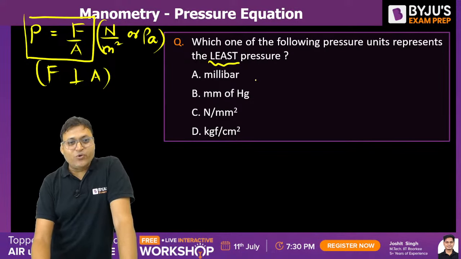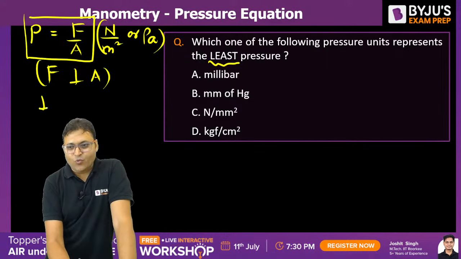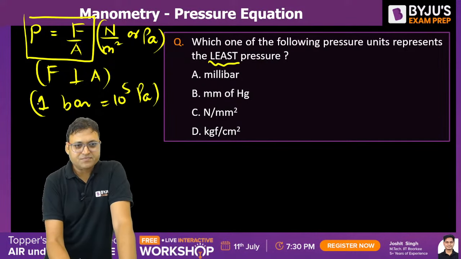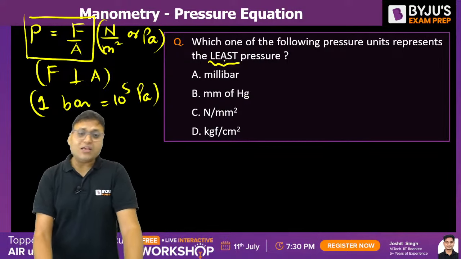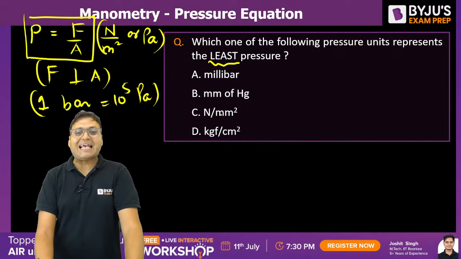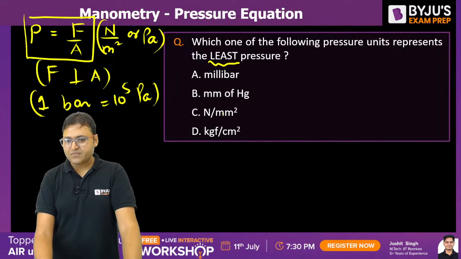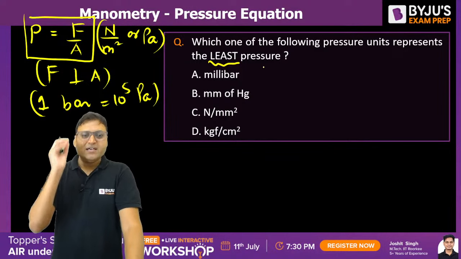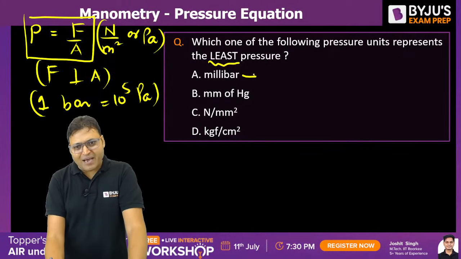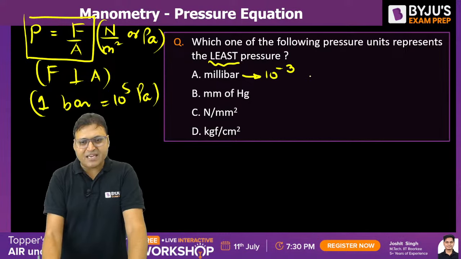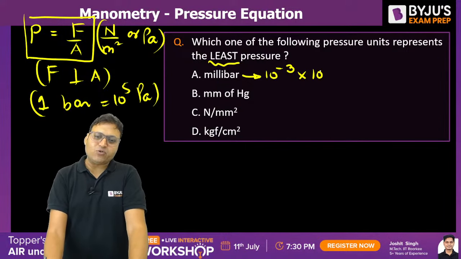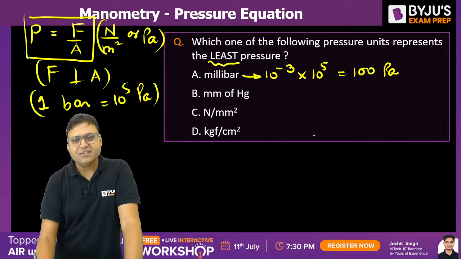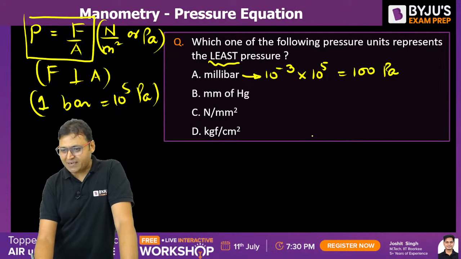There is a unit of pressure called bar, and 1 bar is equal to 10 to the power 5 Pascal, right? So if we convert all the units into a single unit, then only we can compare them. If you convert everyone into a single unit, like Pascal, so 1 millibar is equal to 10 to the power minus 3 bar, and 1 bar is equal to 10 to the power 5 Pascal. So it will be 100 Pascal, isn't it? Option A says 100 Pascal.